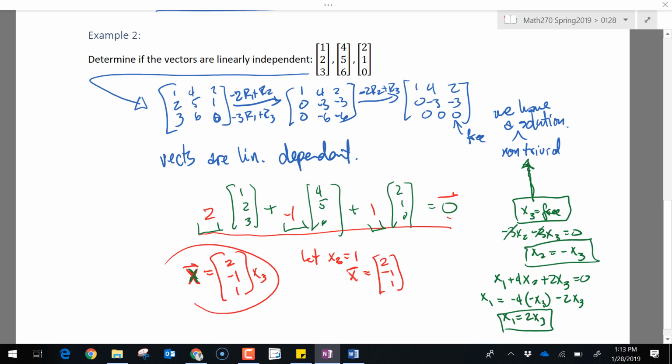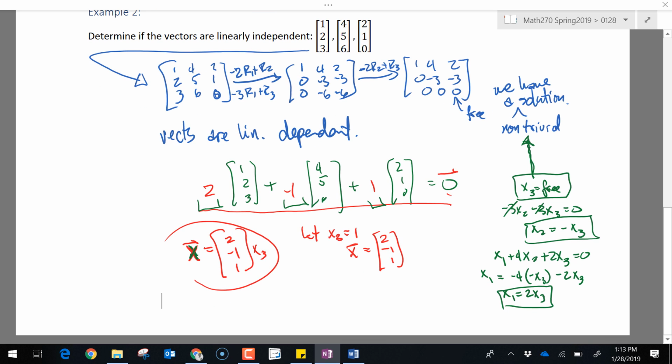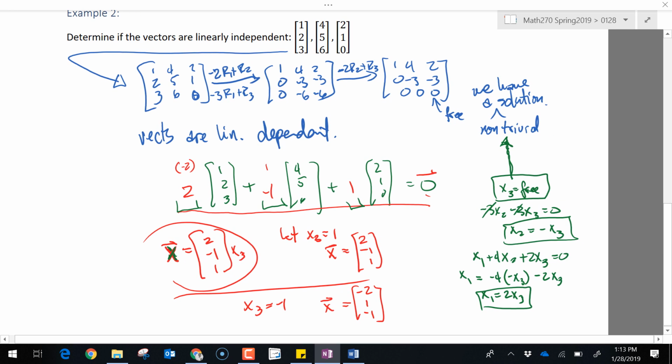And by the way, since we have an infinite number of solutions, if I let x3 equal -1, then my solution would look like -2, +1, -1. And if I were to put those numbers in, -2, +1, -1, I would still get this to equal 0. You can double check that, either in your head or write it down. You'll see that it actually would work also.